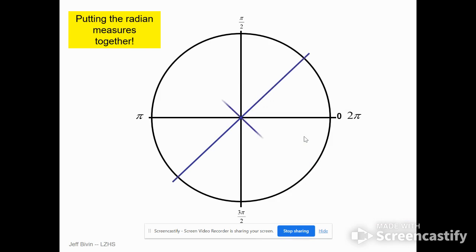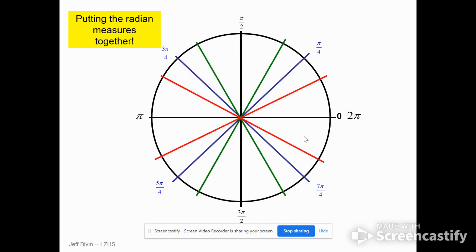So let's put it all together now. If we do our quarters first, 1/4, 3/4, 5/4, 7/4, then 6. So 1/6. Then 2/6 is 1/3, 3/6, then 4/6 is 2/3, 5/6, 6/6 is pi, 7/6, 8/6 is 4 pi over 3, 9/6 is 3 pi over 2, 10/6 is 5 pi over 3, and then 11/6, and then 12/6 would be 2 pi.